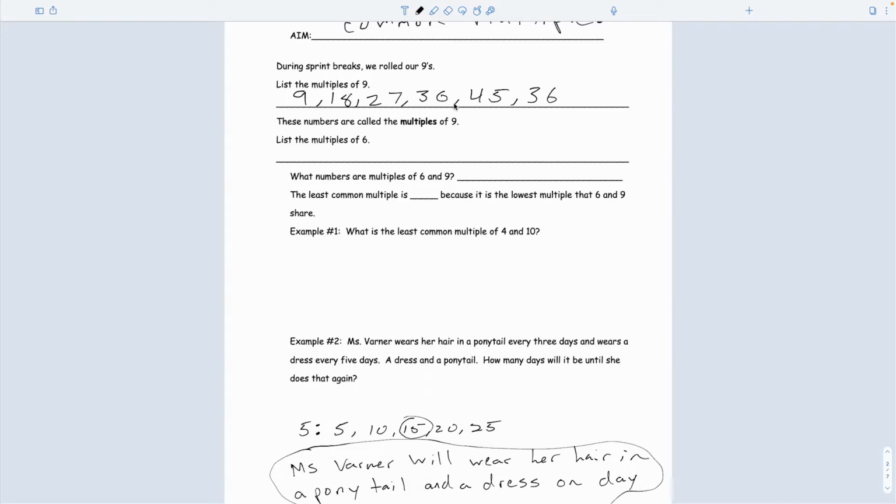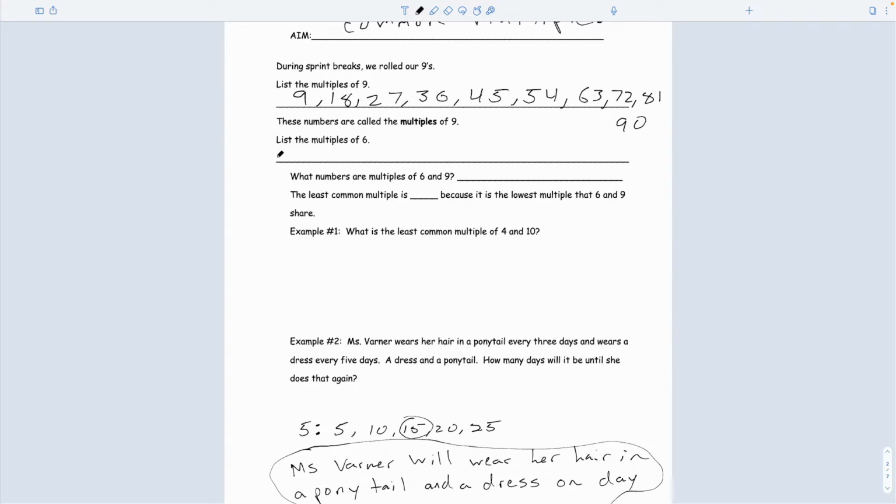36, 45, 54, 63, 72, 81, and 90. You just listed 10 multiples. Board to paper. Thumb up if you have that. Yes, you do. Some of you could have done that just out loud, but today's lesson you will not be getting credit for the homework if I don't see it written down.